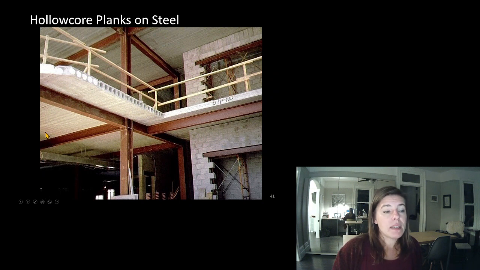Hollow core planks on steel. So we have our columns and we have our steel beam. Now remember I said the steel beam is usually picking up deck or picking up purlins or joists, and the purlins or joists are picking up the deck. Well, hollow core replaces the deck and its joists or purlins.